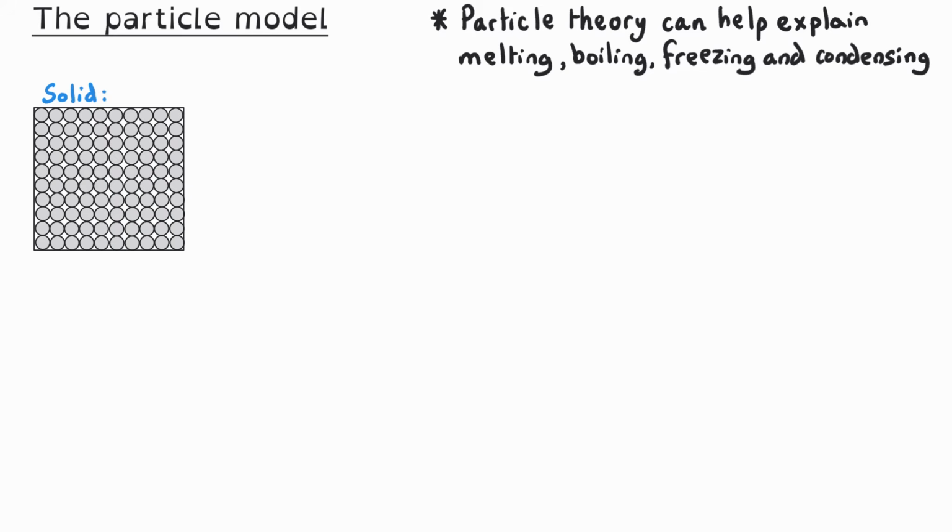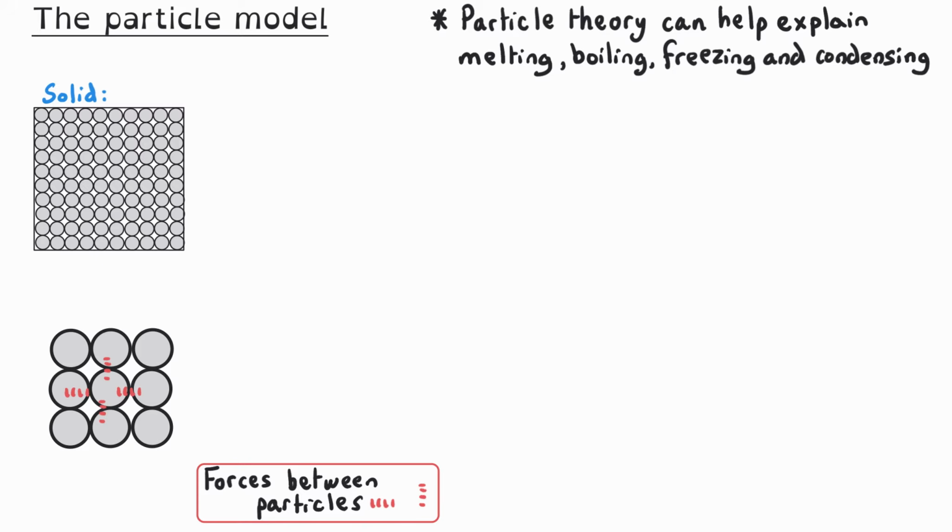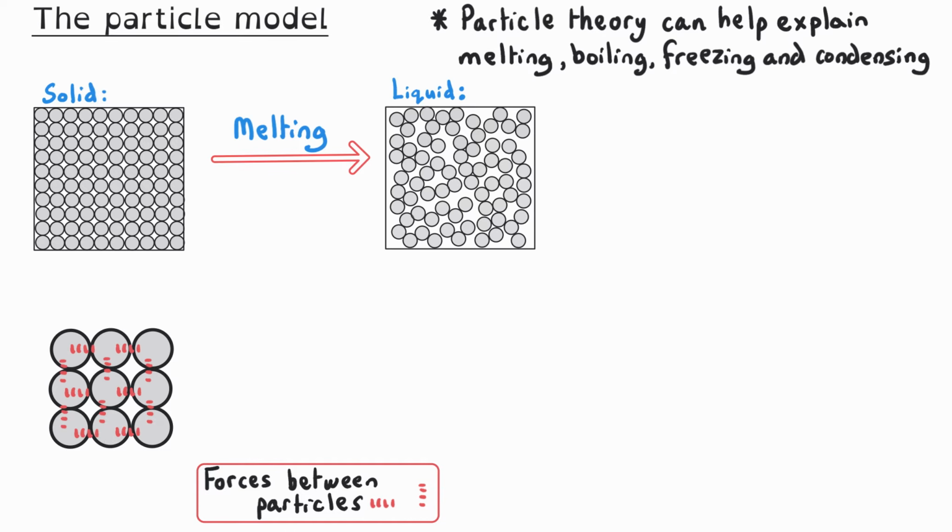Particle theory can be used to help explain changes of state. The particles in a solid are held together in ordered rows and a regular pattern, and the particles are not free to move around, only to vibrate about a fixed position. This is because there are strong forces between the particles holding them in that fixed position. In order to turn a substance from a solid into a liquid, these forces need to be overcome or at least weakened. And so energy needs to be put in for this to happen. This energy is only supplied once a substance reaches its melting point.